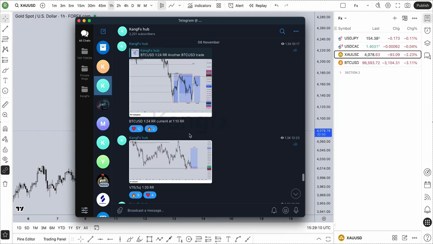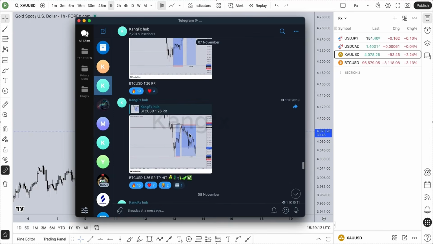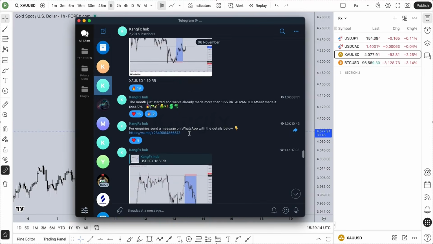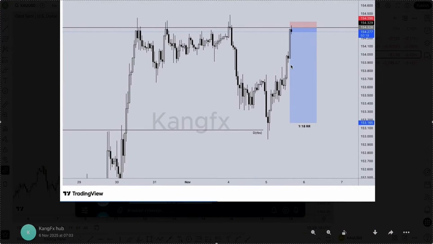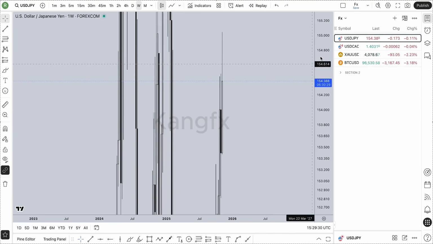So we are going to start with the USD/JPY trade that gave us 1:18. We're going to start with that. Look at this trade here, 1:18. Let's start with the weekly candle.